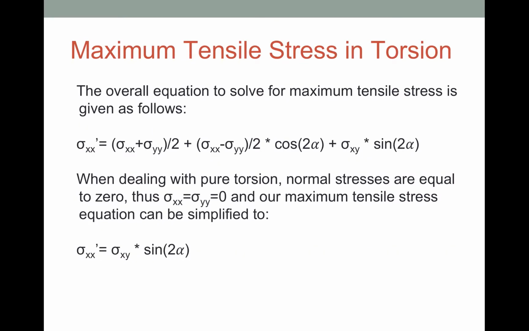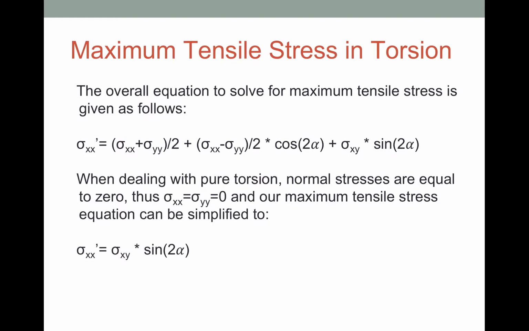The overall equation to solve for maximum tensile stress is given by the following equation. Normal stress in the x-x direction plus normal stress in the y-y direction divided by 2, plus normal stress in the x-x direction minus normal stress in the y-y direction divided by 2, times the cosine of 2 alpha, plus the shear stress times sine of 2 alpha.